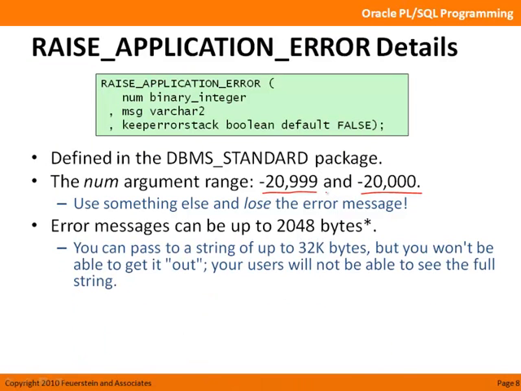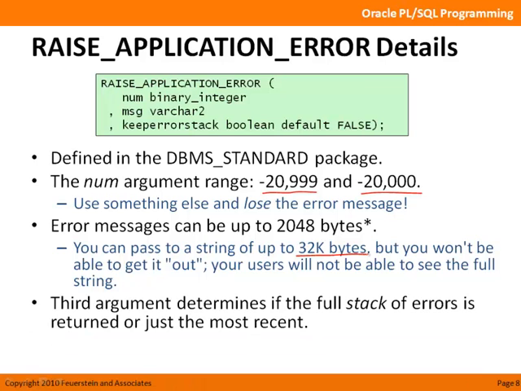And error messages can be up to 2048 bytes. Now this is kind of weird. You can actually pass a string of up to 32K to raise application error, but it will essentially ignore almost all of that stuff. The users will not be able to see the full string. That's, I think, quite unfortunate. Hopefully they'll fix it at some point. And again, the third argument determines if the full stack of errors should be returned or just the most recent, which is generally speaking what you're interested in, and that's why it's the default.